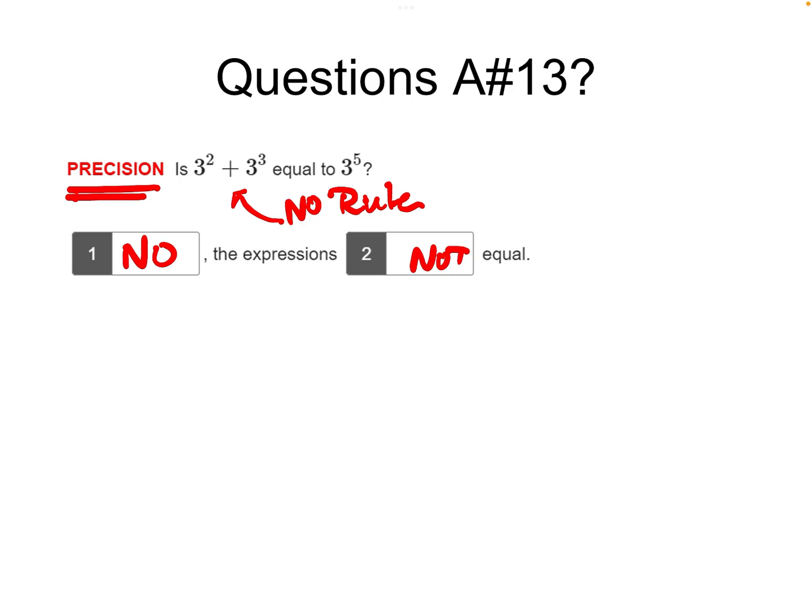Can't overapply that. The only way to solve 3 squared plus 3 to the third would be to do 3 squared, 9, plus 3 to the third, 27, and add those together, which would be 36. But 3 to the fifth is, I don't know that off the top of my head, 81 times 3. It's big. Definitely more than 36.